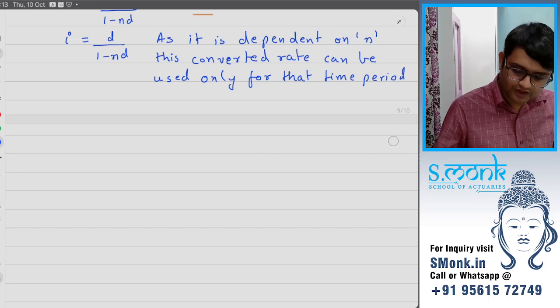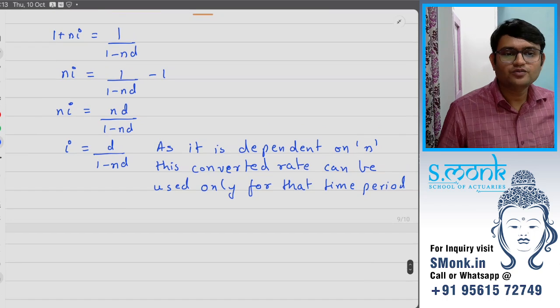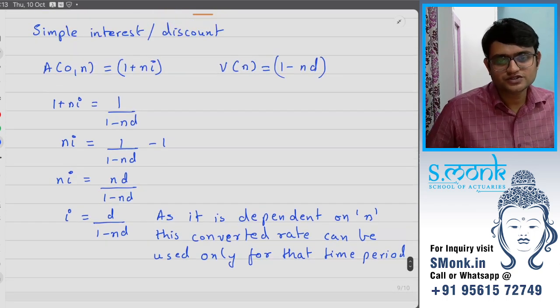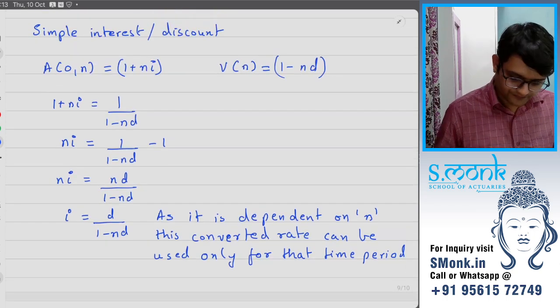Okay, so very important. Right from today I would like you to make formula sheets.